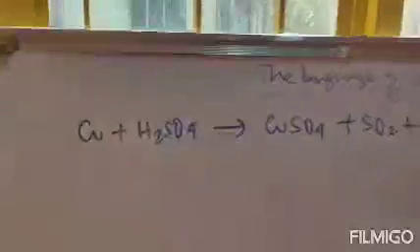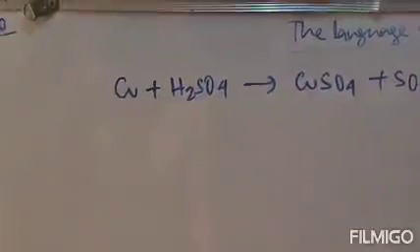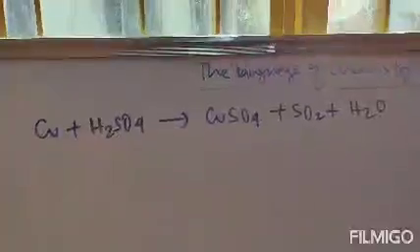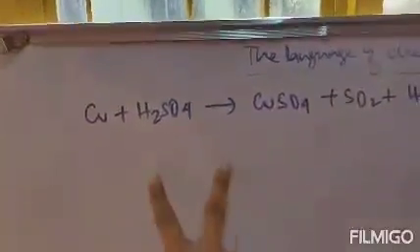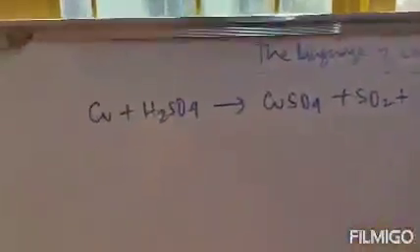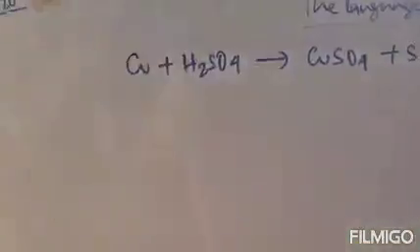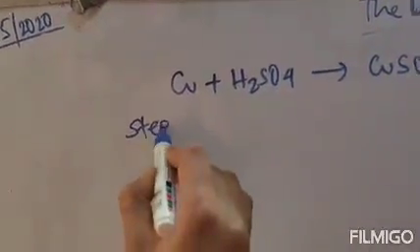Now the first step is to count the number of atoms on both sides. That is, count the number of atoms on the reactant side and then count the number of atoms on the product side. This is your first step. Clear? This is your step number 1. So just mention here step 1.